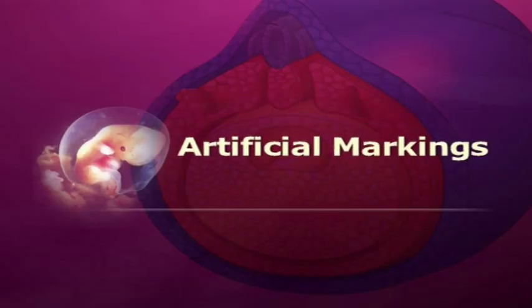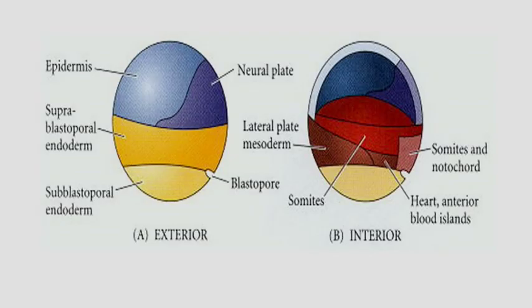The fate of these areas can be followed very easily and it has been revealed that the upper clear cytoplasm contains the material for epidermal ectoderm. The grey crescent differentiates into the prospective neuroectoderm and notochord. The yellow crescent becomes the prospective mesoderm and the dark grey yolk area forms the prospective endoderm. Now let us talk about artificial markings. There are three methods to mark or label only the blastomere by which their fate can be traced.